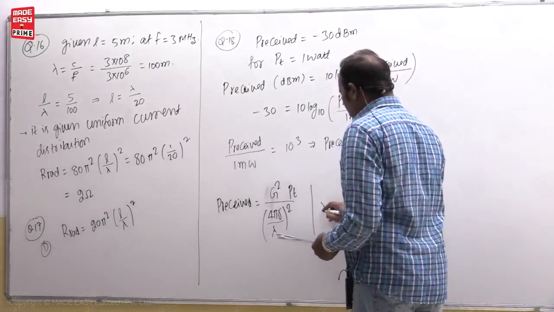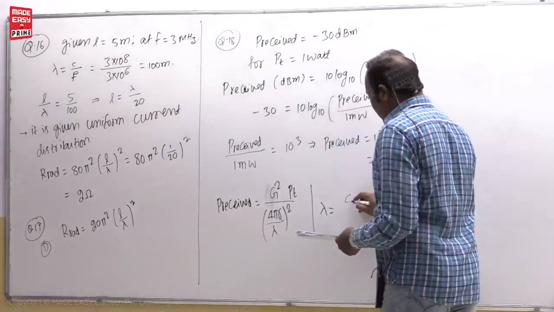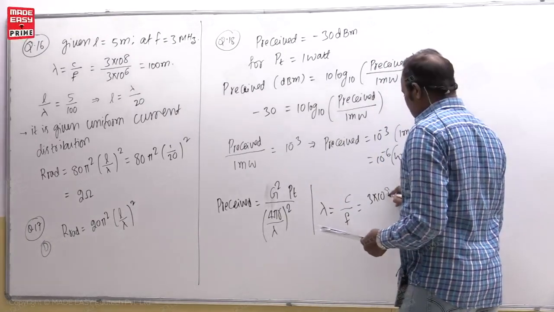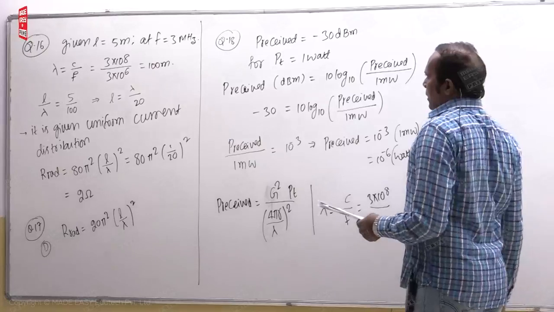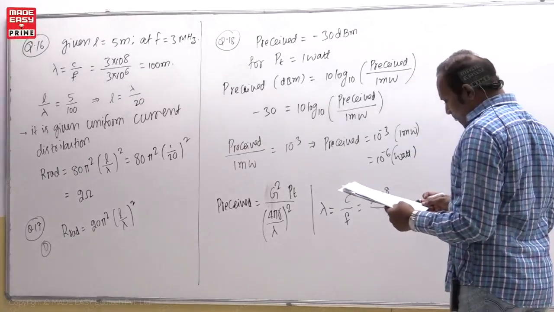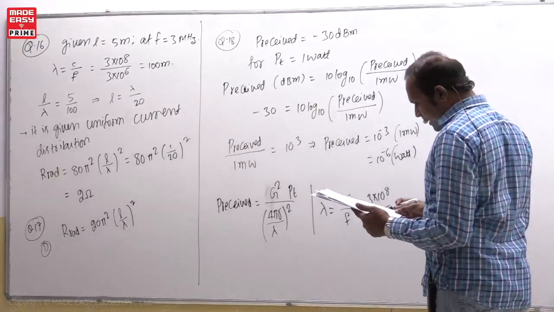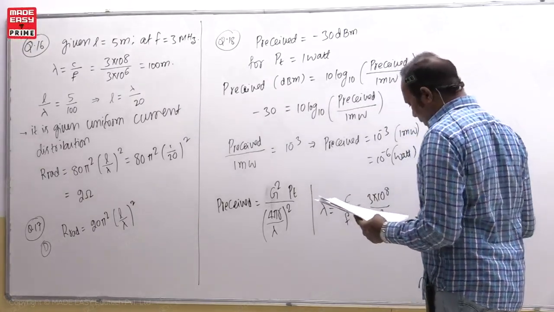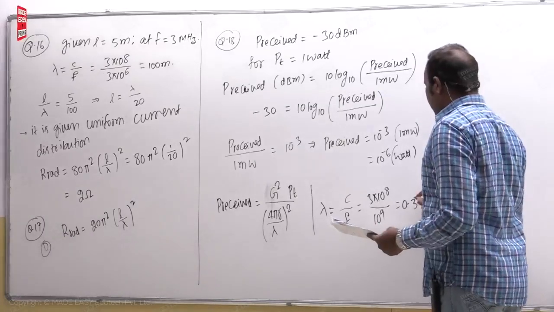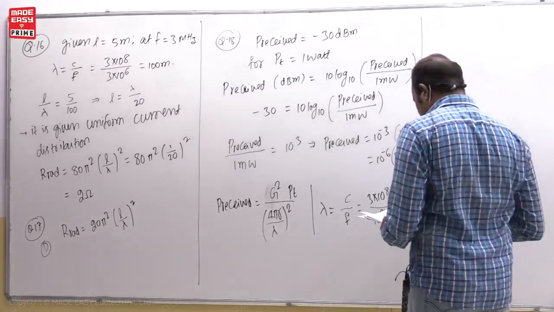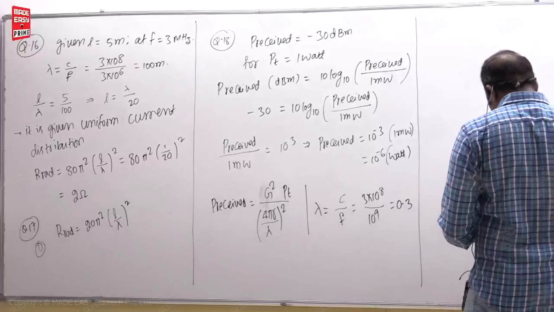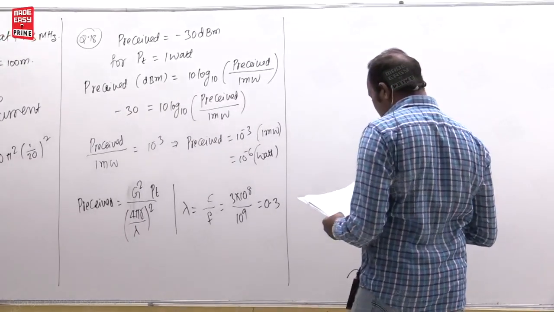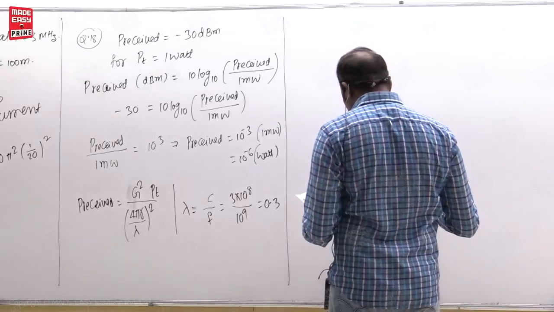Now lambda is equal to c by f, so 3 into 10 to the power 8 divided by the frequency. Here the frequency is given as 10 power 9, so that's why you get 0.3 here, right? Frequency is given as 1 gigahertz, student, so that is 10 to the power 9.